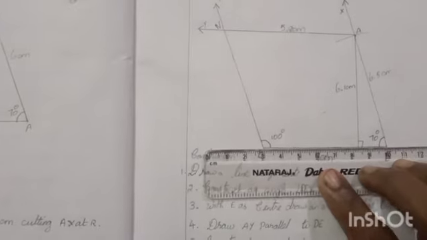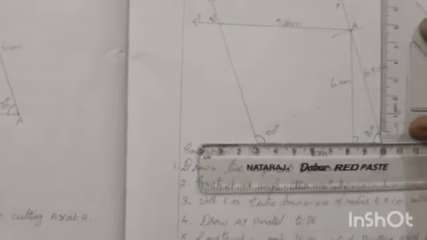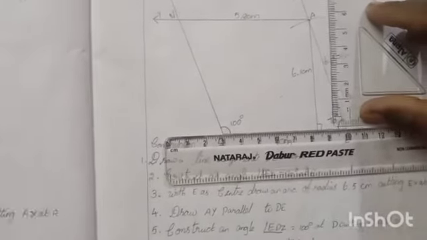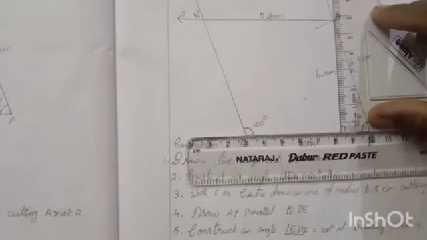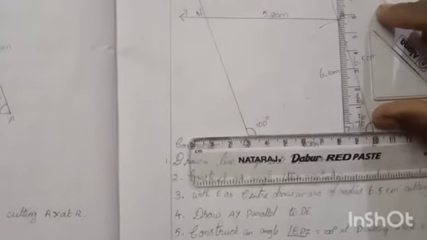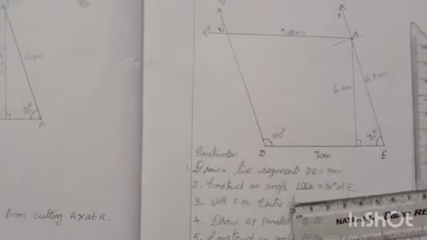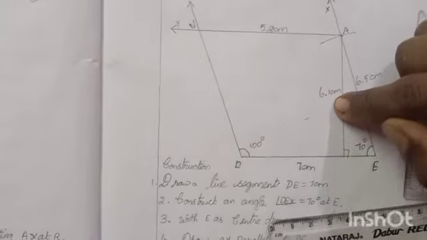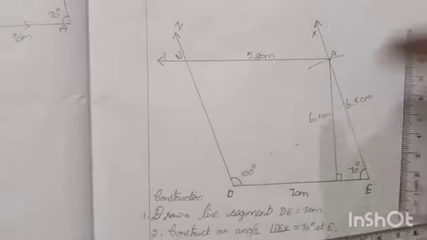The same procedure: keep the scale on the baseline. Use your set square. Keep the set square like this in a right angle position. Slide the set square towards the point. Draw the perpendicular line, that is the perpendicular line or altitude. Then you have to measure this. For the calculation we have to measure sides A and B, and the altitude height also, then substitute in the formula.